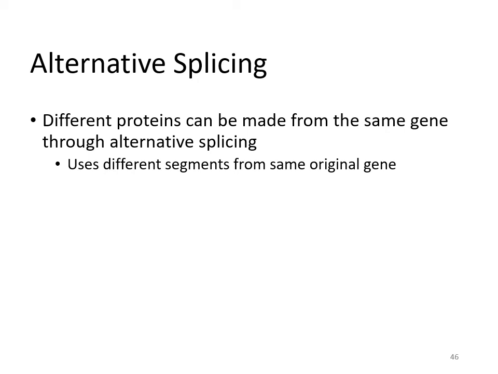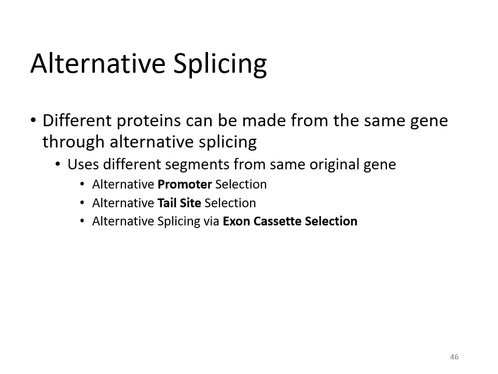Now, I want you to be aware that there are 3 forms of alternative splicing. There's alternative promoter selection, alternative tail site, and alternative splicing via exon cassette selection. Now, in genetics or molecular courses, we go through the exact details of what's occurring. I'm going to give you a few slides now with some kind of scary figures. You do not have to memorize exactly the steps of it. I just want you to really know that these things exist, okay?